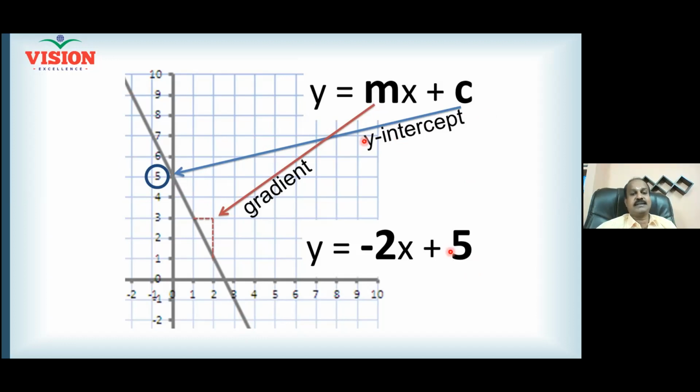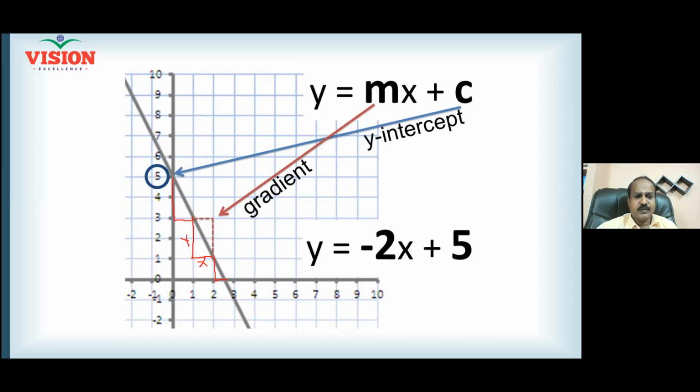And the gradient is nothing but the slope. How to get the slope? See here, at any point, you can draw a vertical line and you can draw a horizontal line. You can draw anywhere, wherever you want. Right? And now this is your x variable. This is your y variable.